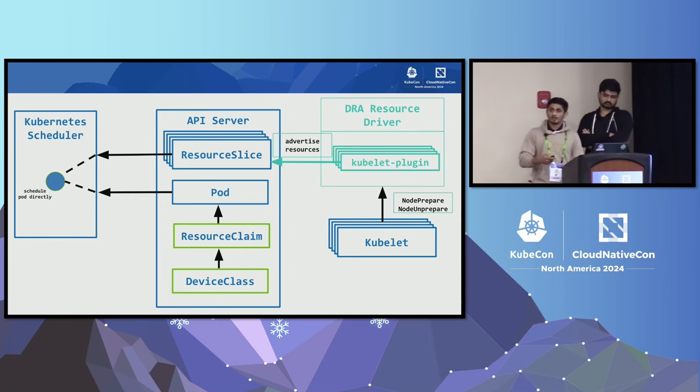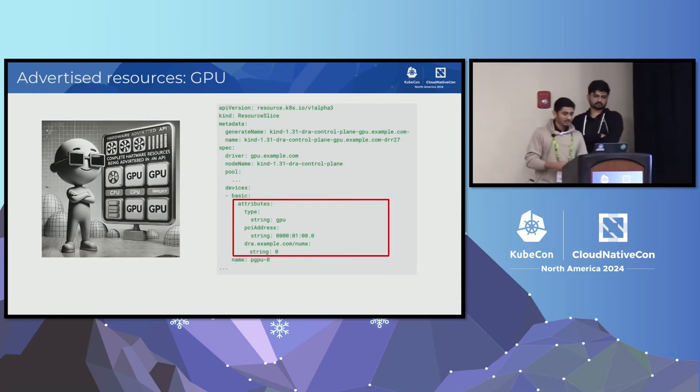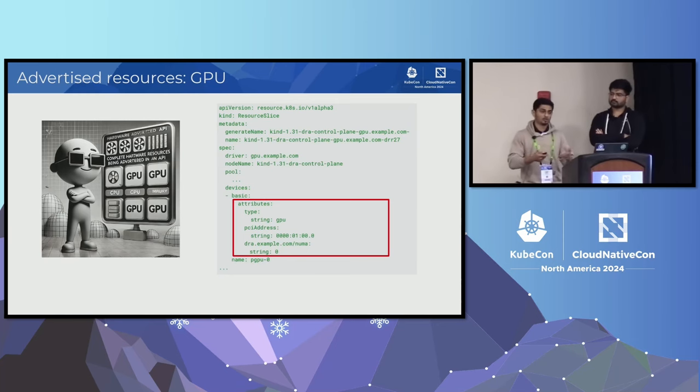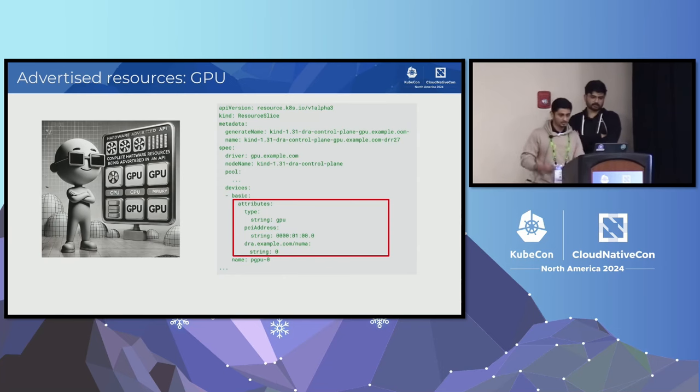So with this context, we plan to use this in the GeForce Now stack. So how do we do the migration to DRA? The very first thing is to bring along a GPU DRA driver that can advertise these resources in the way the GeForce Now stack wants. So the first thing is advertising pGPU, which is the entire GPU.